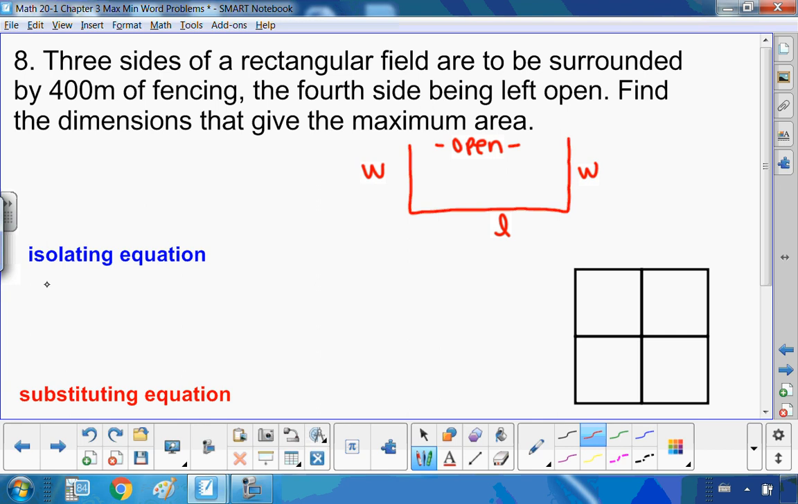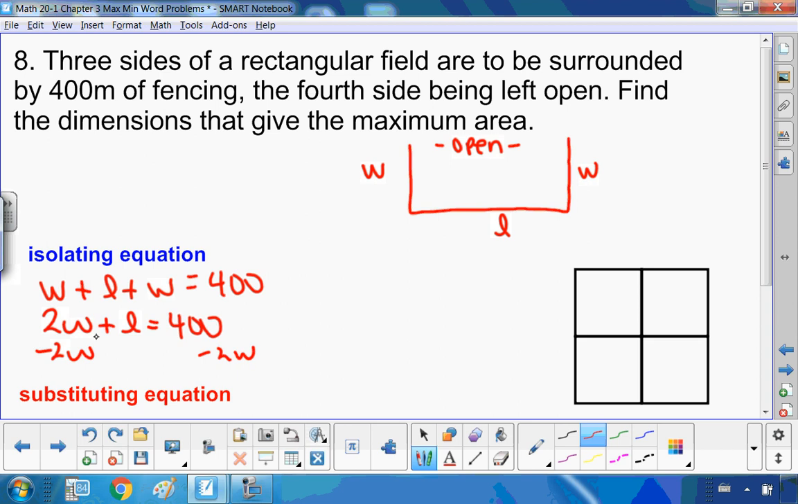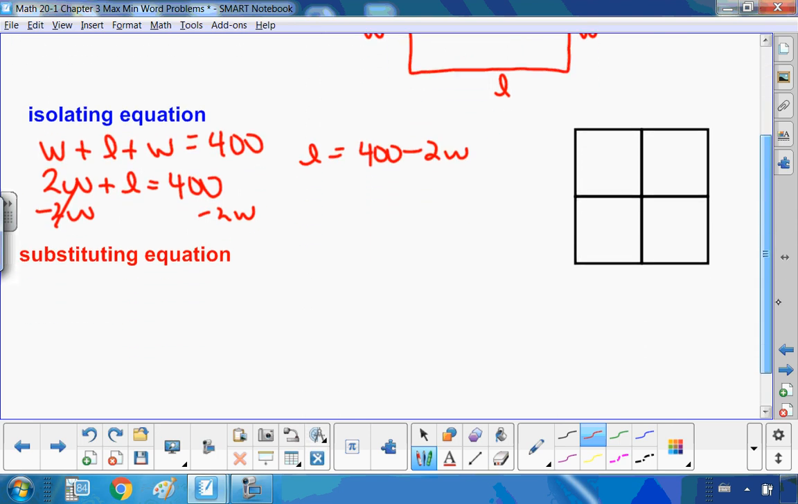So that means I'm going to have a perimeter of width plus length plus width equaling 400. So remember, your isolating equation is the one with the answer. So this is really 2 widths plus a length equals 400, or subtracting 2w from both sides, I get that length is equal to 400 minus 2w. So let's go down to our substituting equation.